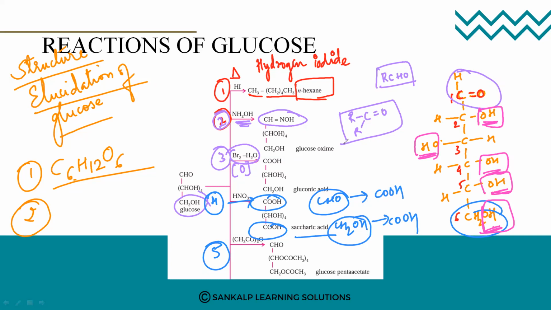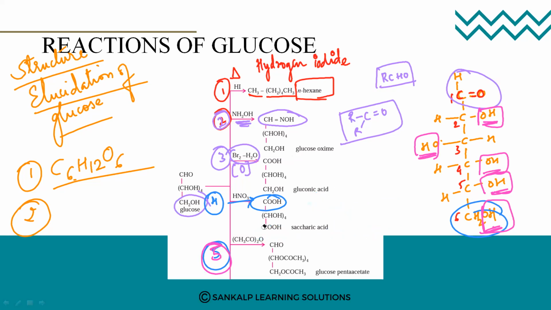Five OH groups. Acetylation of glucose with acetic anhydride. It gives you what? See here, the fifth reaction is here. So acetylation, sorry, not acylation.